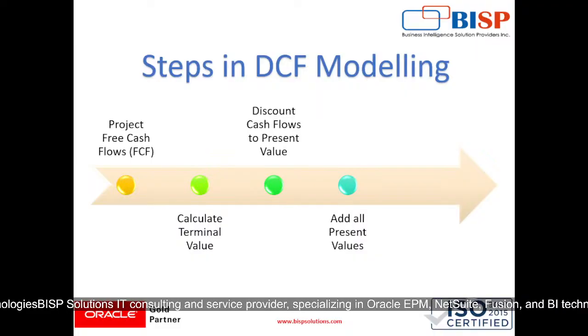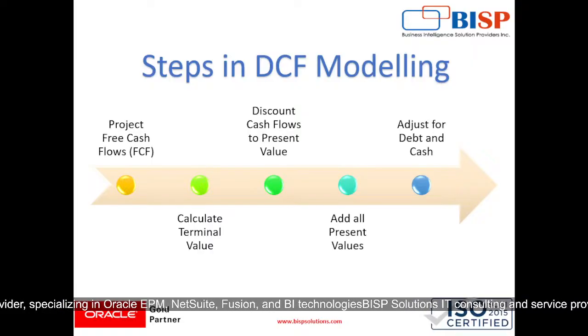Next, all present values will be added, which means adding the discounted cash flows from year 1 to year 5 or 10, plus the terminal value. This will give us the enterprise value of the company. Lastly, we will be adjusting for debt and cash, which is the final step: to get the equity value we want, we will deduct net debt from our enterprise value.